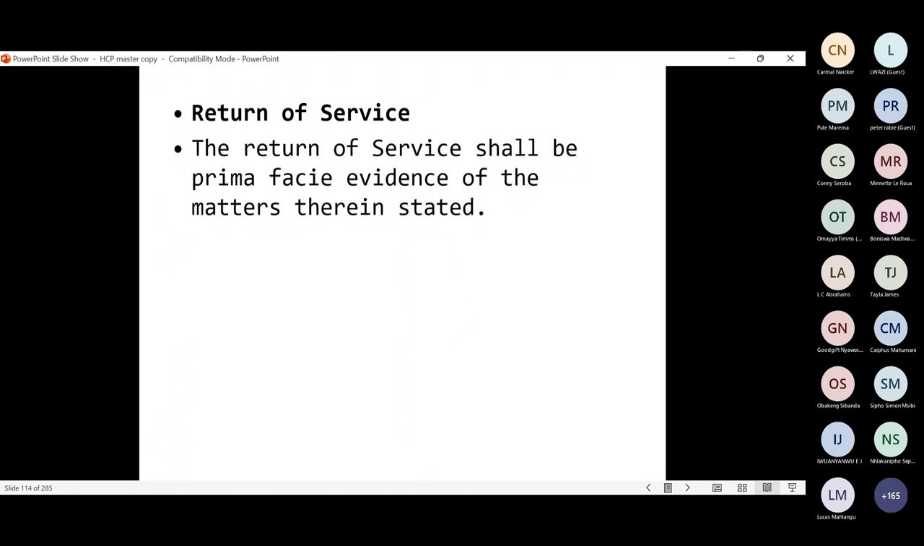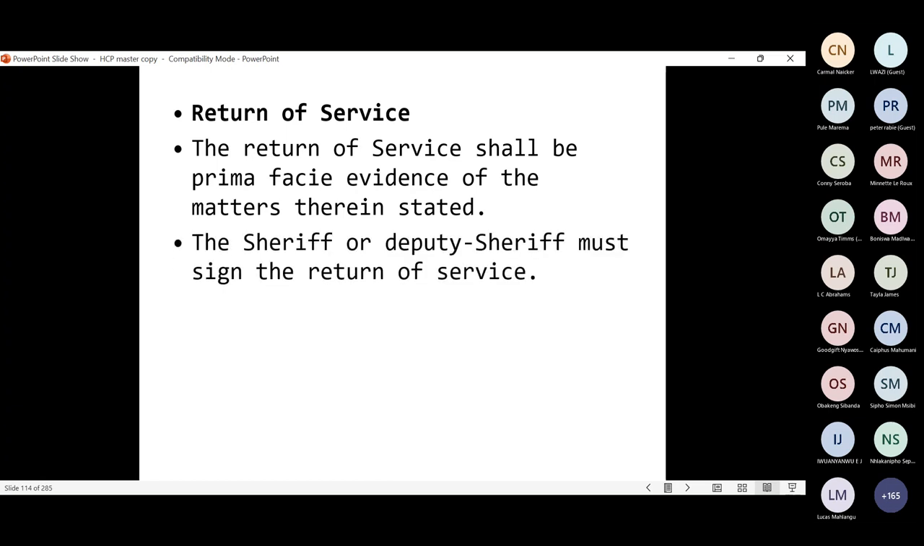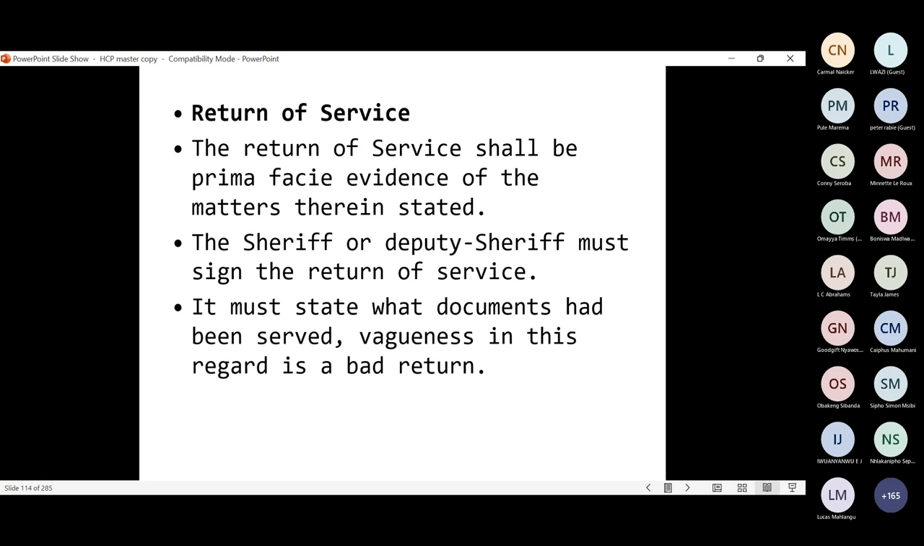The sheriff then completes a return of service. And that is prima facie evidence of the matters therein stated. So the sheriff will say he served it on so-and-so, ostensibly older than 16 years old, and the name of the person, or whatever the sheriff did, he will say in the return of service what he had done. And he will sign the return of service, and he mustn't be vague, because then it will be a bad return. And remember, the court has the discretion to decide whether it's going to accept a service.